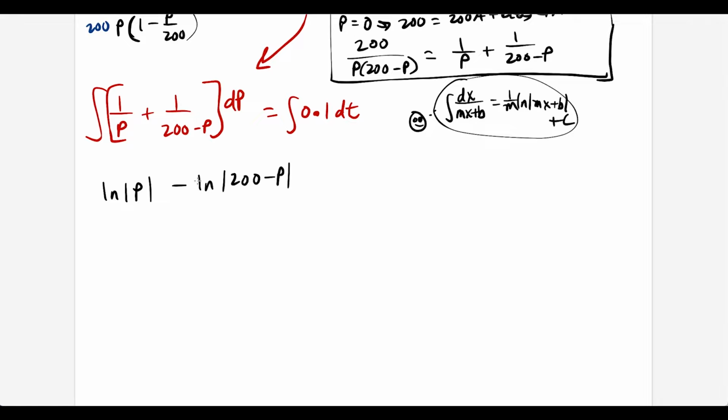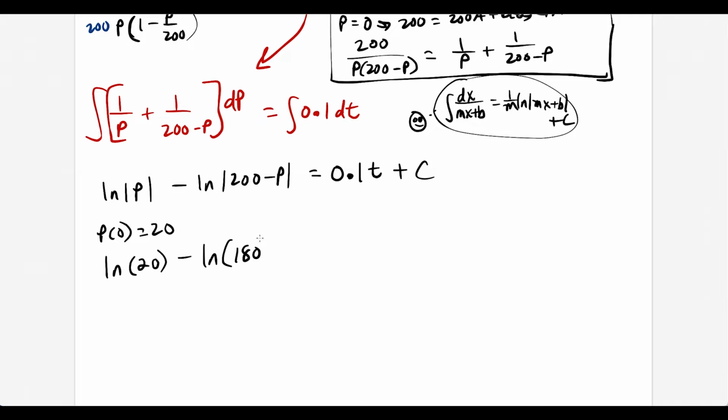So I'm just going to tack on a minus like this. And this is equal to 0.1t. And then we tack on our constant here, plus c. But remember, P of 0 was equal to 20. So what this tells us, if we plug in, we're going to have natural log of 20, because the absolute value of 20 is just 20, minus natural log, and we have 20 subtracted from 200 is going to give us 180, and the absolute value could drop for this as well, is equal to 0 plus c, because t is equal to 0 here. So that gives us this.